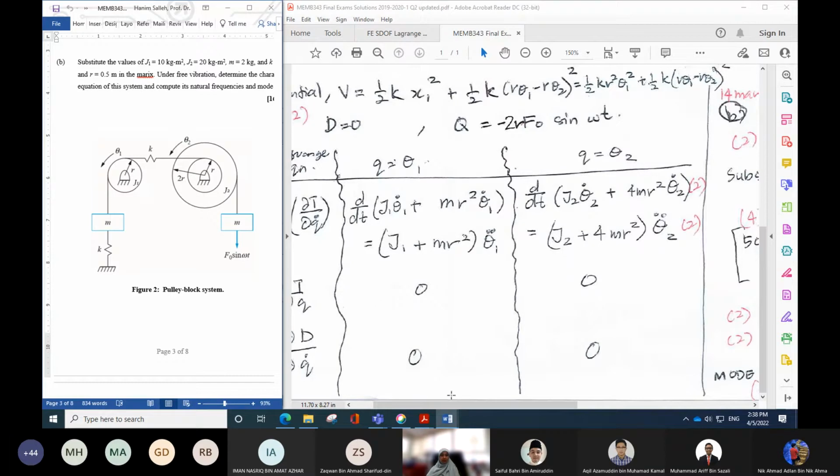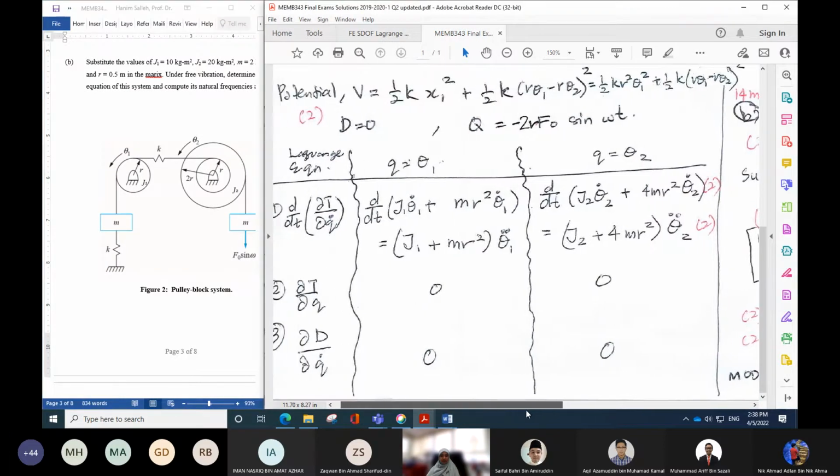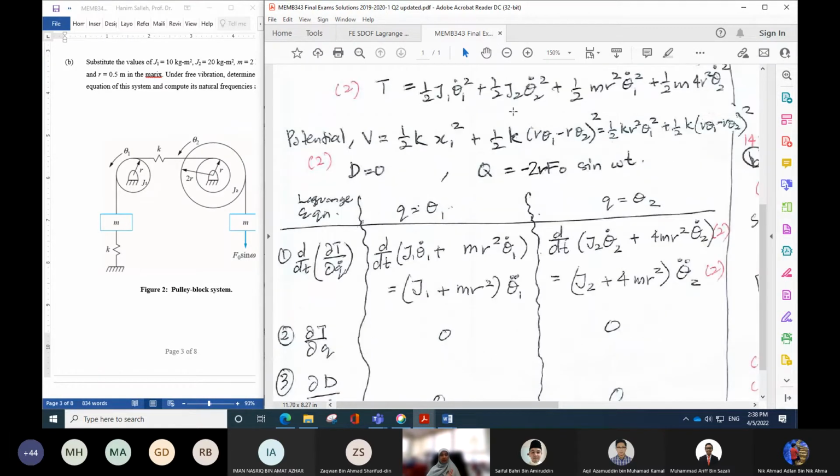You have the first expression for your Lagrange equation here, which is you differentiate your kinetic energy with respect to theta dot 1 for this column, and another one is theta dot 2. So you do the same thing. First you look at the expressions with theta dot 1. You just have this and this, 2 expressions there. So you just multiply 2 times 1/2 j1 theta dot 1. That's why you get j1 theta dot 1.